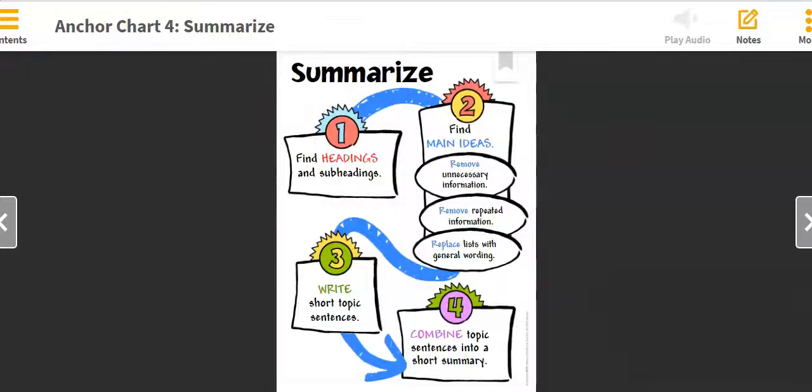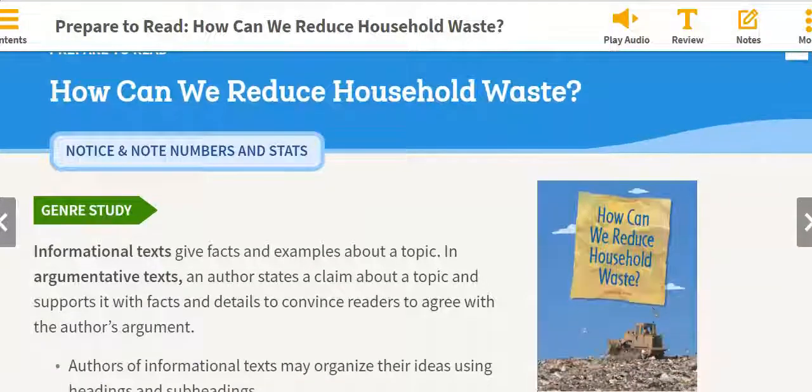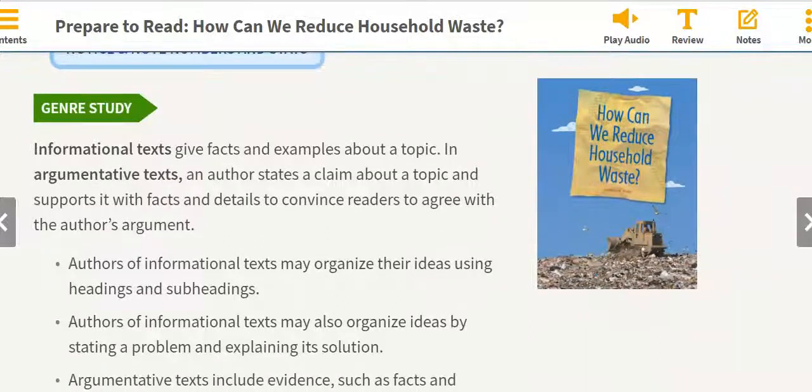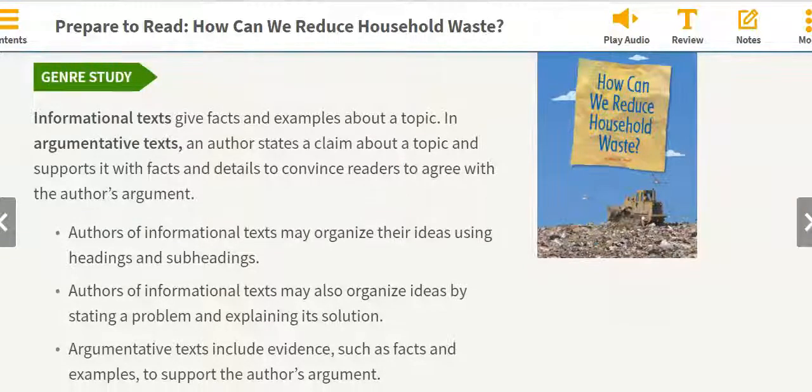All right, so the next part here is I want you to look at this. If this was in the HMH site, which I do have assigned to you on the HMH site, it will look like this. How can we reduce household waste? Notice and note, numbers and stats. So your genre study is informational text, like I was just talking about, right? Looking for those headings and those subheadings. Informational texts give facts and examples about a topic.